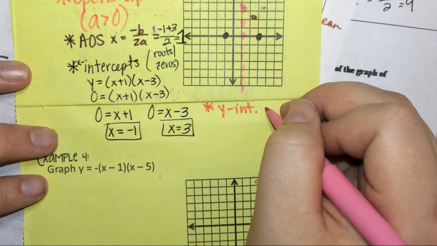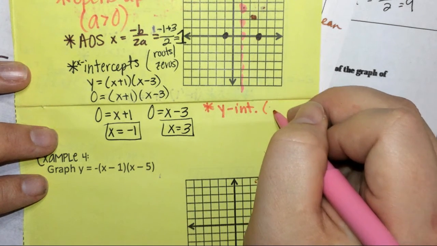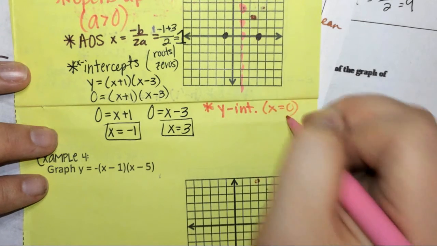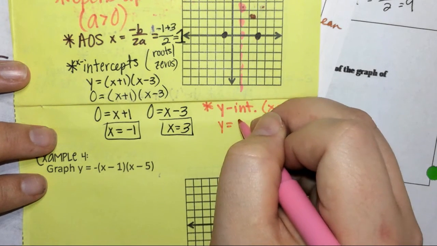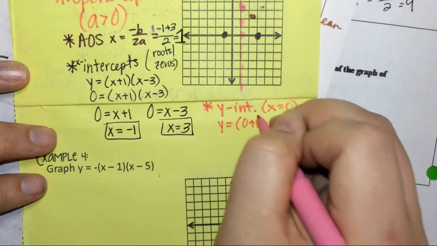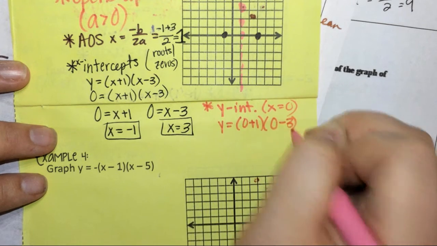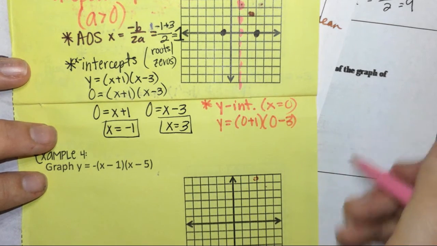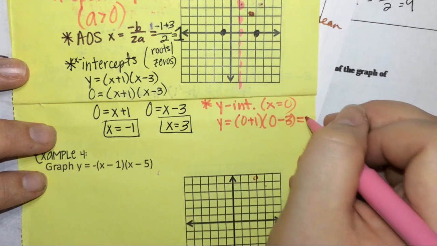We put x is 0. So we're going to do, if it's a y-intercept, that means x equals 0. So everywhere I saw an x, I'm going to put a 0. So I have 0 plus 1, 0 minus 3. I end up with 1 times negative 3. So that puts me at negative 3.